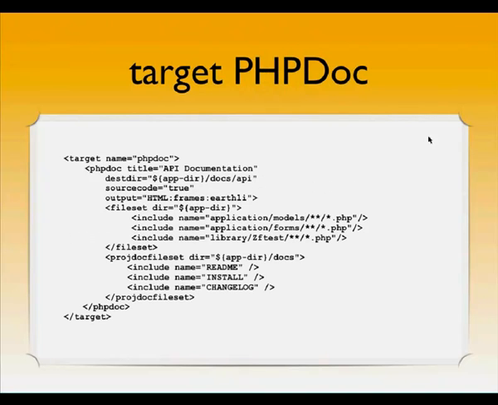PHPDoc, same thing. I gave it a title. I gave it a destination there. The source code, I want the source code to be available as well, so I set it to true. I use my template, HTML frames, as my output. My fileset, this is every time the same thing. And my project files are readme, install, and changelog. And that's it. Now I can actually execute PHPDoc.